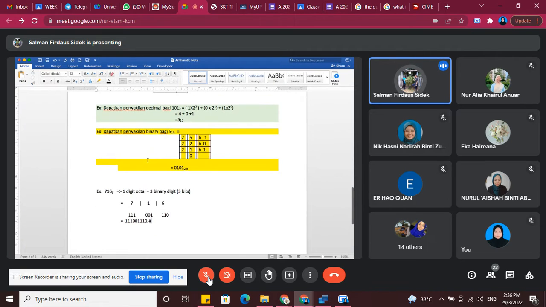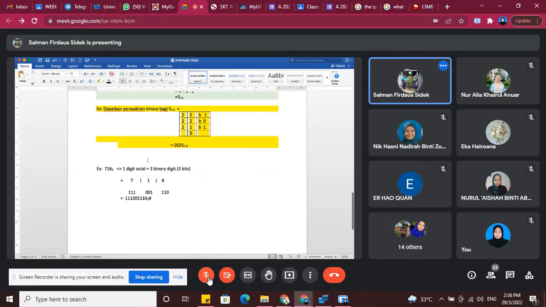Okay, and then how to convert octal to decimal. Let's say we use the same numbers. Octal to decimal.